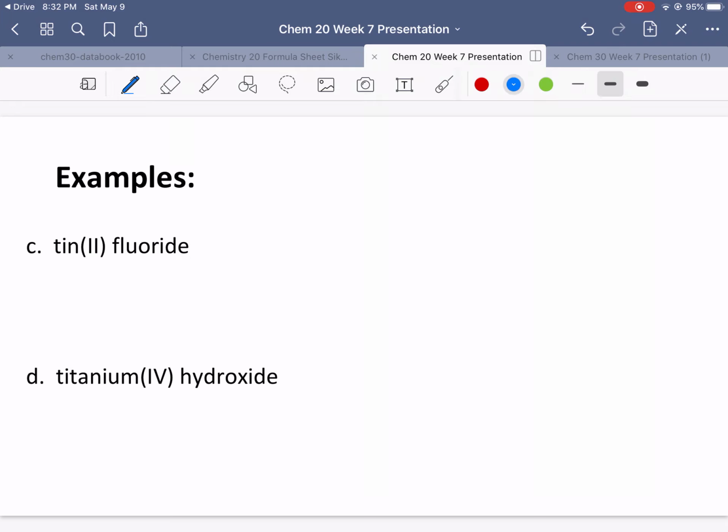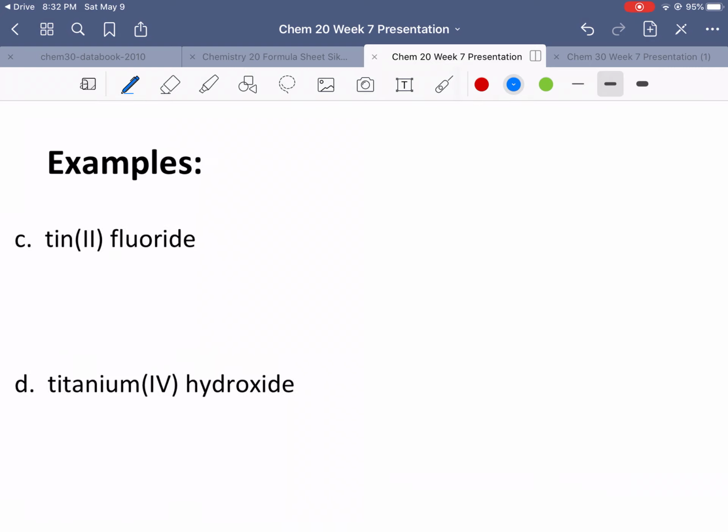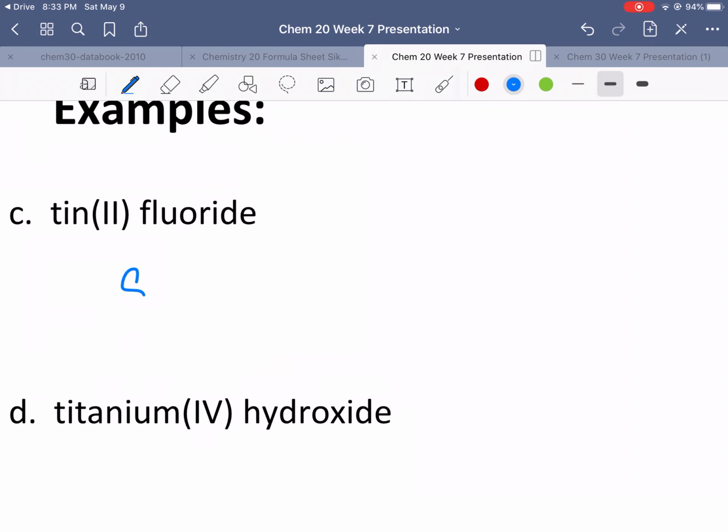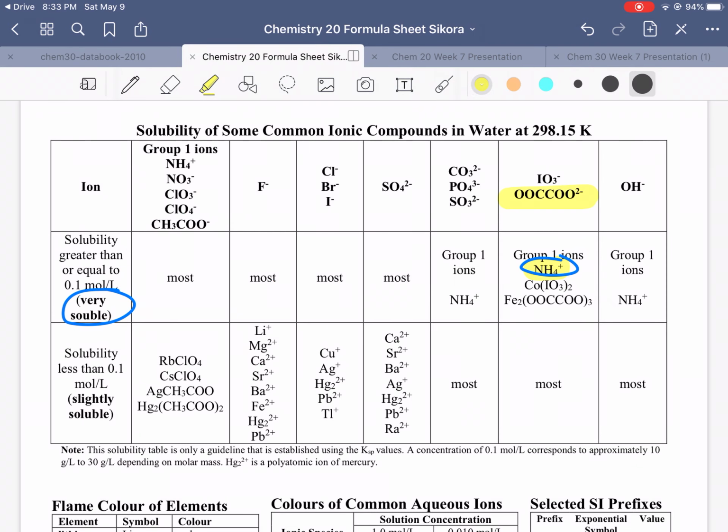Same process, of course. Tin(II) fluoride. That 2 tells you the charge on tin. So tin is Sn2+. Fluoride is the ion, F negative. So we are going to focus on our anion. Let's check it out. Go back over to this guy. See if you can find the fluoride anywhere. Yeah, it's right there.